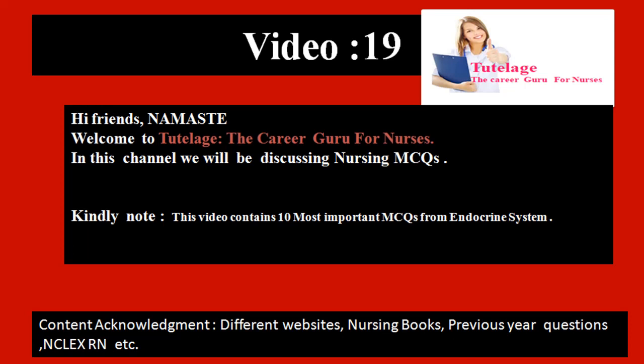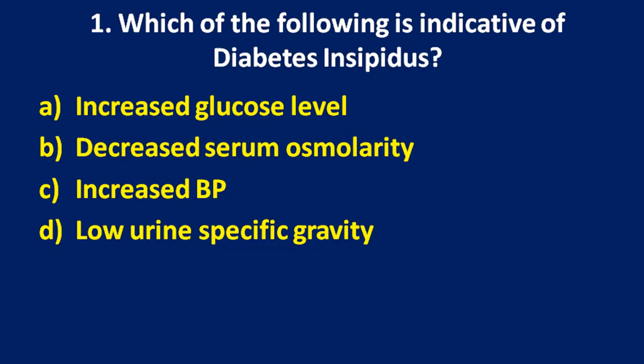In this video, we are discussing some of the important questions from endocrine system. First question, which of the following is indicative of diabetes insipidus?